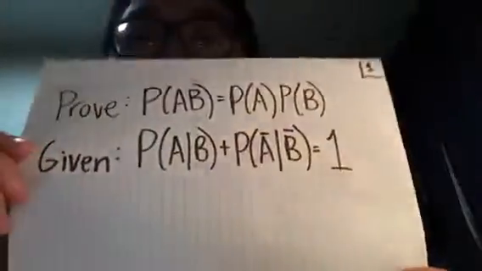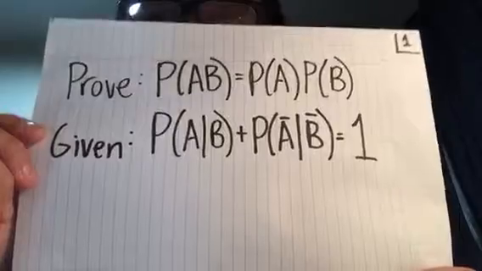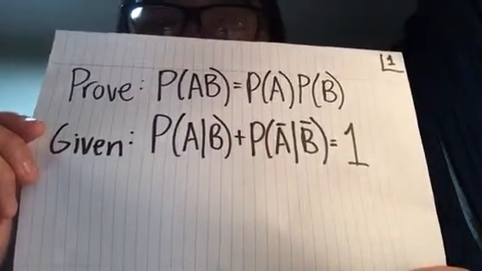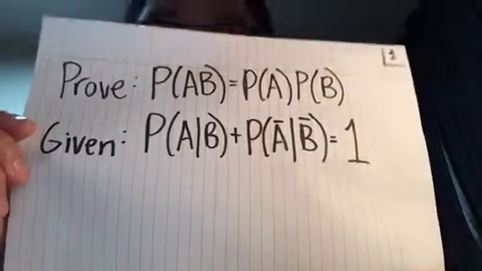I'm doing homework number 1, problem 3, and that is to prove that A and B are independent, given that the probability of A given B plus the probability of A bar given B bar equals 1.